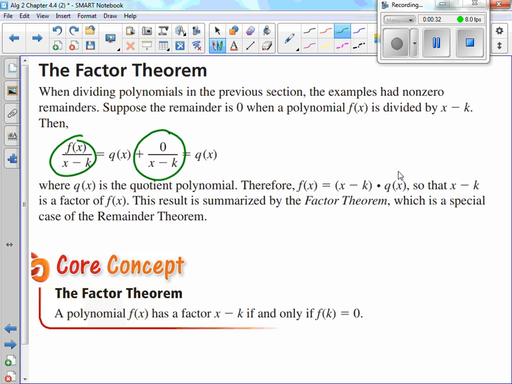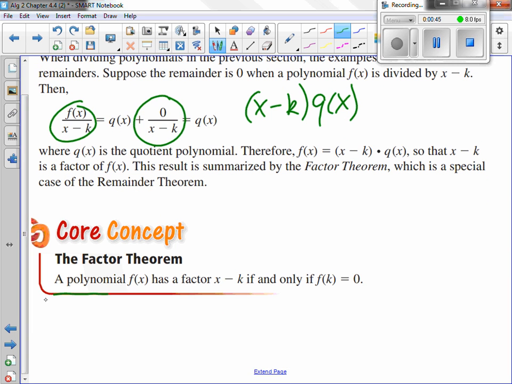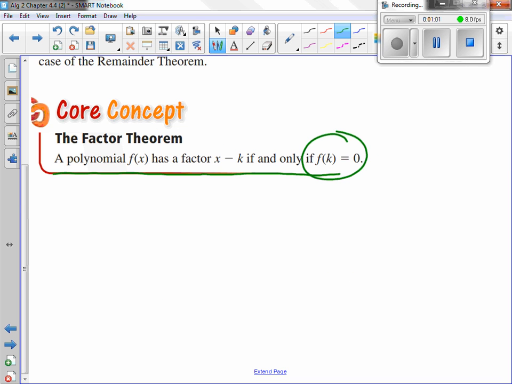So we could rewrite it as x minus k times our quotient, whatever we got. Together, they are factors. And the real part of the remainder theorem is this here. A polynomial f of x has a factor x minus k if and only if its remainder is 0. If the remainder is 0, then it is a factor of that polynomial.